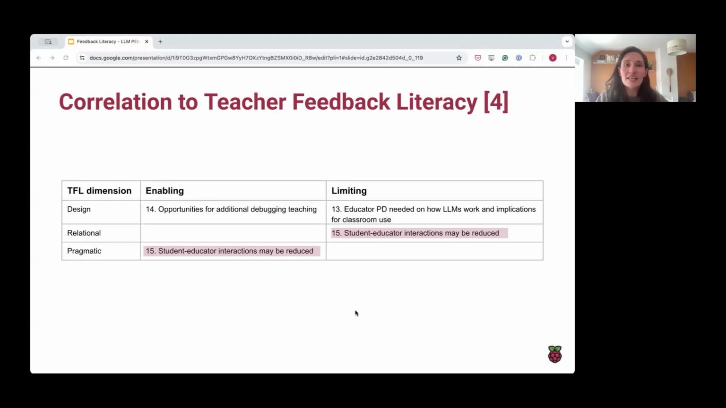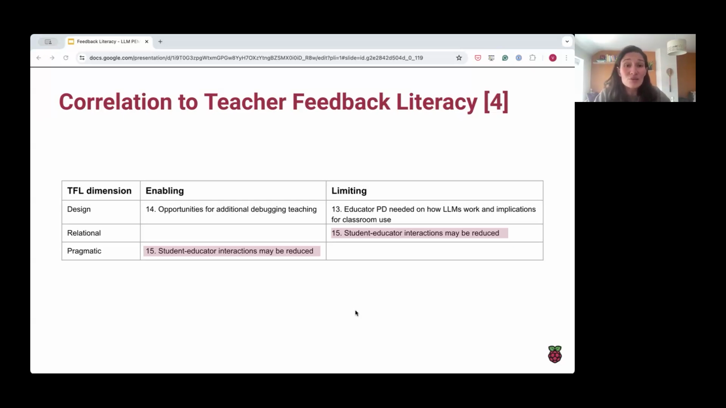that the student-educator interactions may be reduced as a consequence of using large language models in the classroom. Using large language model explanations could serve a time-saving function, so educators noting that it could save them time, should this materialize in practice. But contrarily, educators voiced concerns about the detrimental impact on their relationship building with students.